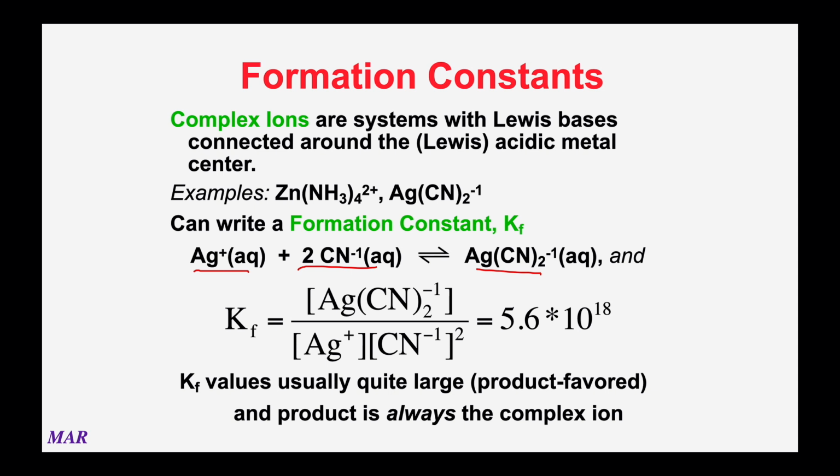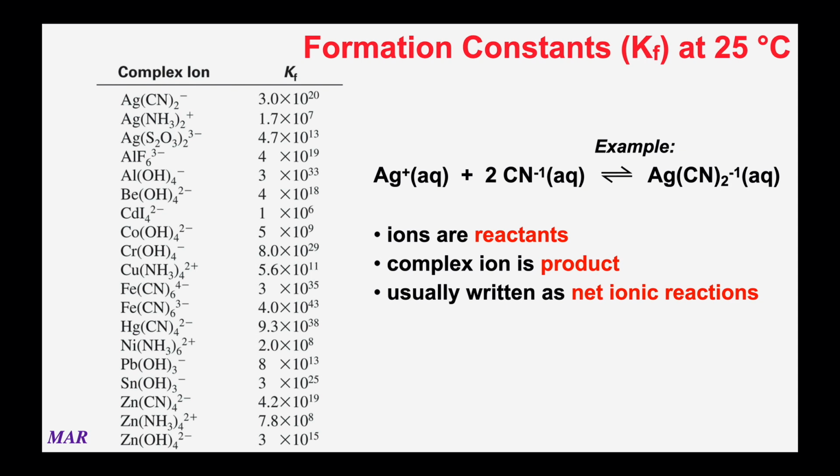But anyway, the KF for this one, 5.6 times 10 to the 18th, is very large, very product favored. They form really easily. They freak chemists out sometimes when they don't understand what's going on. This is the joy of the formation constant. Formation constants can be looked up in tables just like KSPs or KAs or anything like that.